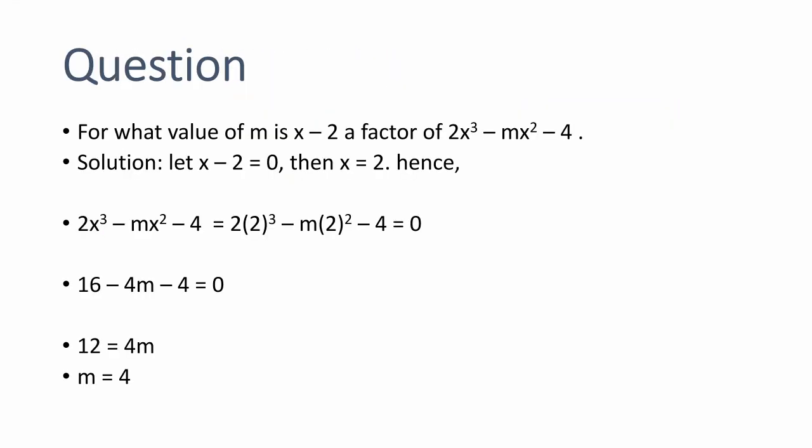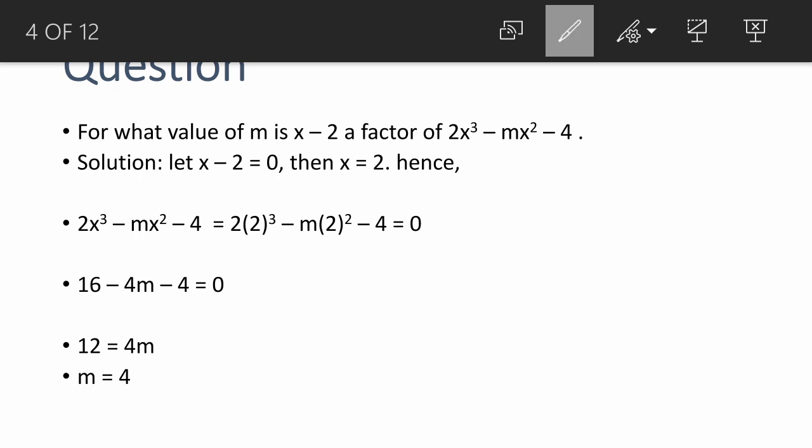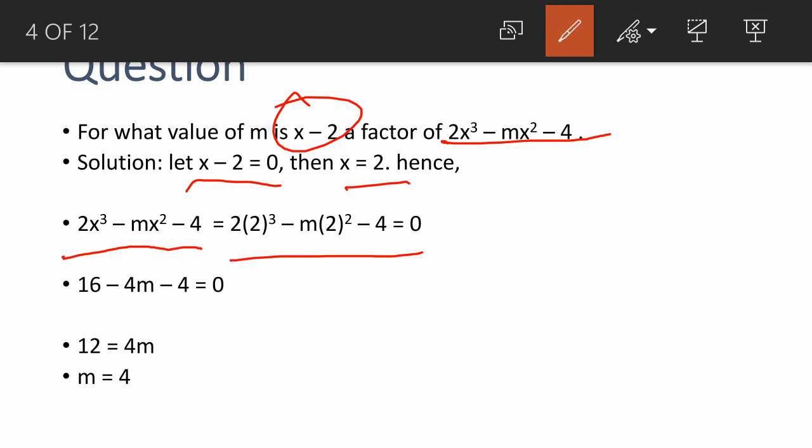Okay, so now let's see an example here. It says, for what value of m is x minus 2 a factor of 2x cubed minus mx squared minus 4? Okay, so if x minus 2 is a factor of this, then we can say let x minus 2 be 0, which means x is equal to 2. Now, if we substitute the value of x to be 2 in this very equation, we are going to get this. And solving it, it must be equal to 0. Why is it equal to 0? Because we are told that it is a factor.